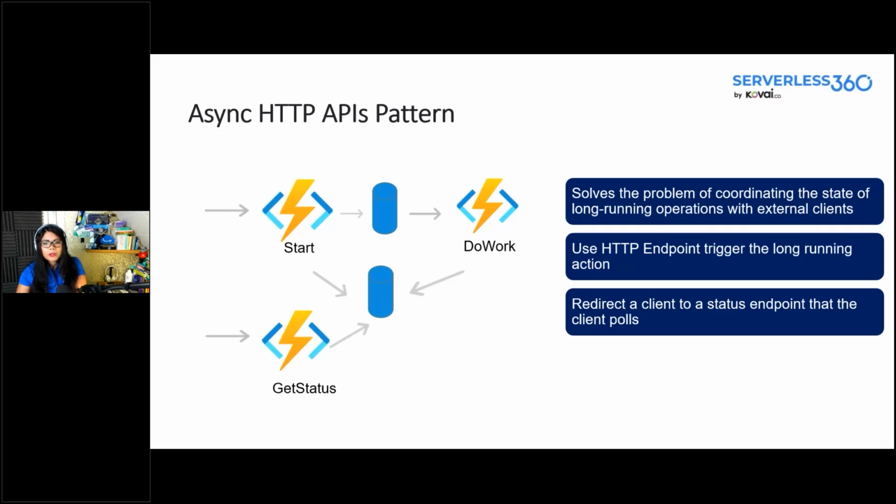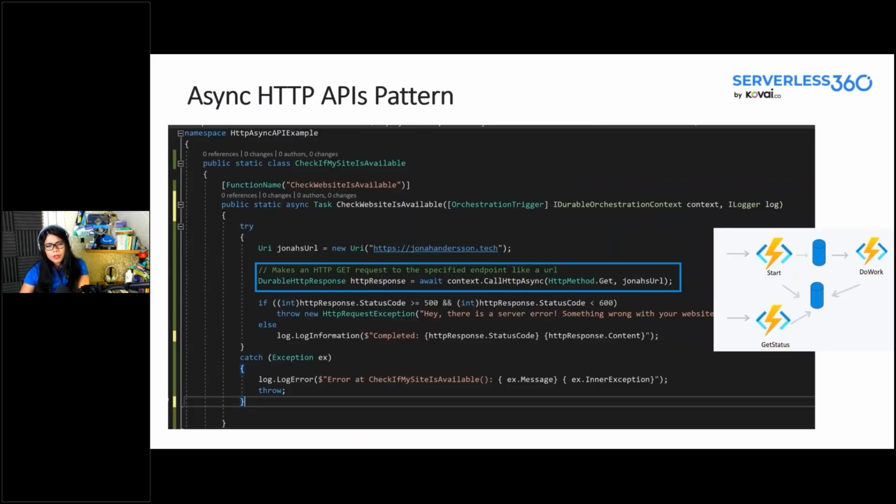And then the third pattern is the async HTTP API pattern, which is very useful if you're trying to use durable functions for stateful long-running operations for API clients or external clients. So this is a good example. I have a very simple snippet here where, in a try-catch block, I was checking if my website, jonah.anderson.tech, is available, in just a few lines of code.